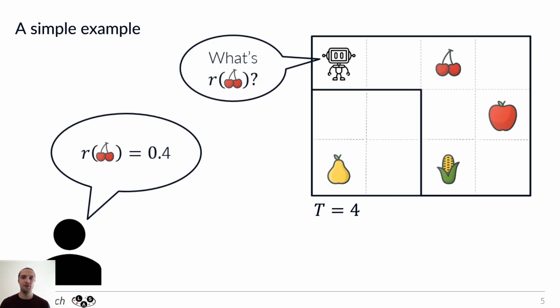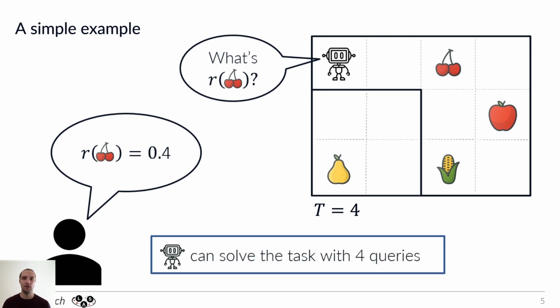If the observations are noise-free, it can solve the task using 4 queries by simply asking the user about all items in the environment. This is what classical active learning approaches do. But it turns out the robot can do much better if it considers the environment dynamics and uses them to decide which things are important to query. And this is what our information-directed approach does.